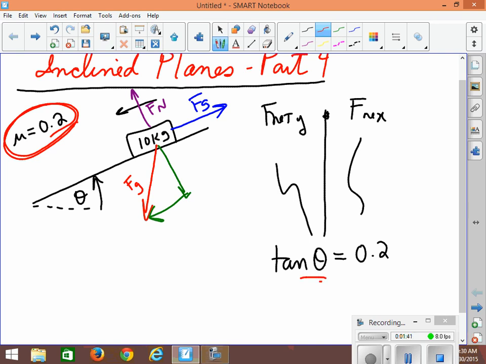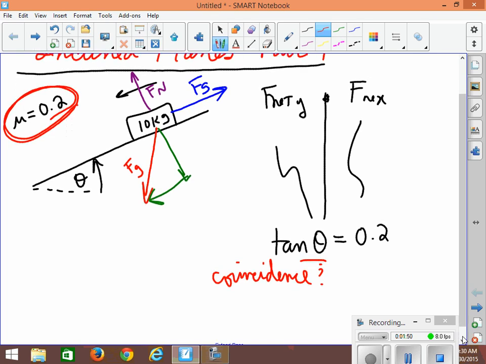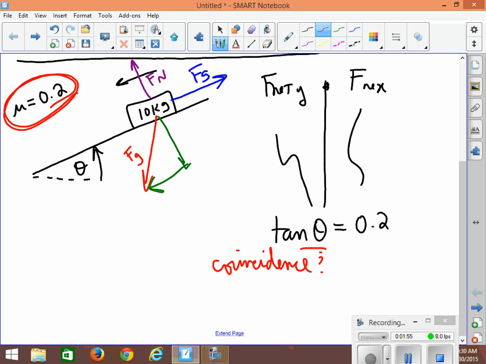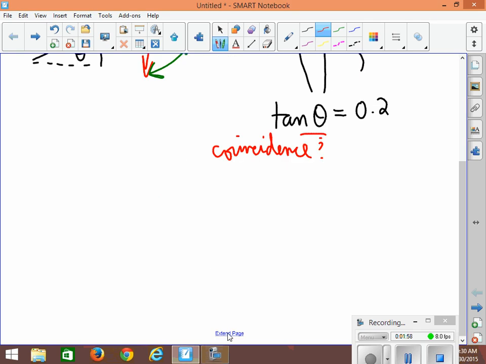And we thought, is this a coincidence, or is this actually something that is happening? Maybe it's just the way the numbers worked out in this particular scenario. So what we're going to do is we're going to find out if this is true for all numbers. And we're going to do that by drawing the same picture. We have an angle theta. This time, though, we'll just call our coefficient of friction mu, so it can be any number. And we'll call the mass of our object m, so it could be any number.